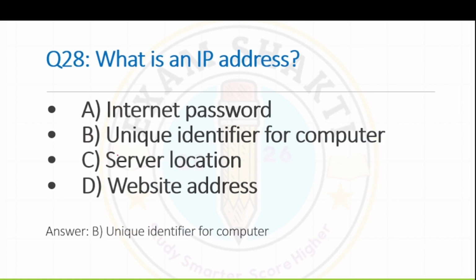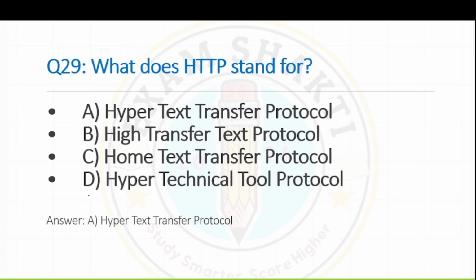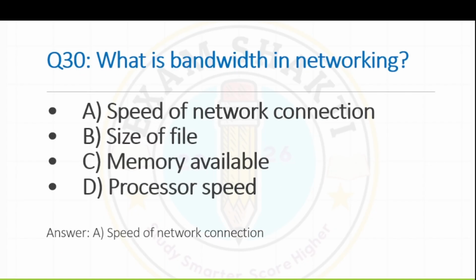What is an IP address? Internet password, unique identifier for computer, service location, website address. Answer B, unique identifier for computer. What does HTTP stand for? Hypertext Transfer Protocol, Hypertransfer Text Protocol, Home Text Transfer Protocol, Hypertechnical Tool Protocol. Answer A, Hypertext Transfer Protocol. What is bandwidth in networking? Speed of a network connection, size of file, memory available, processor speed. Answer A, speed of a network connection.